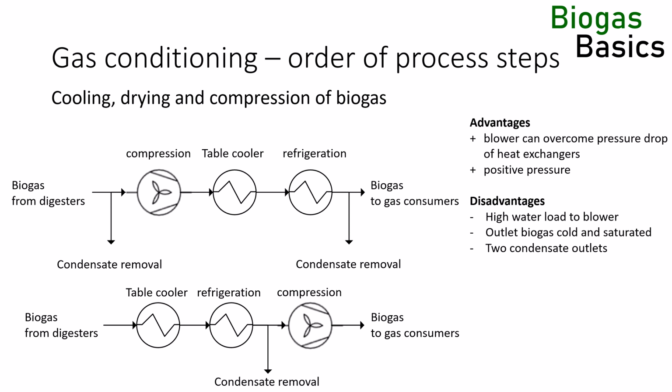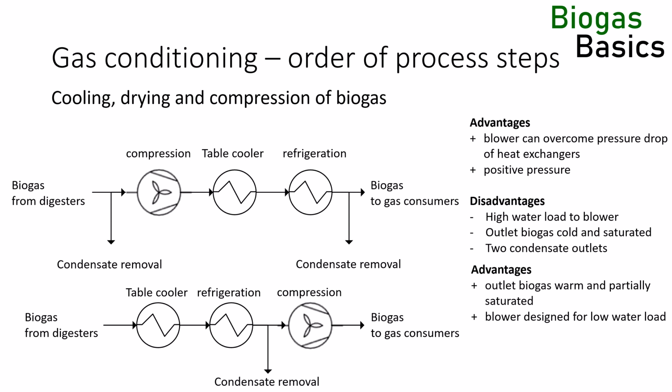The temperature increase in the blower leads to a partially saturated biogas outlet stream that will not form condensate if the gas pipe is insulated and not too long. This is the main advantage of this configuration. Other advantages are that the blower is protected from water droplets, after the second heat exchanger is typically a demister, and that the blower must only transport the dried biogas flow.